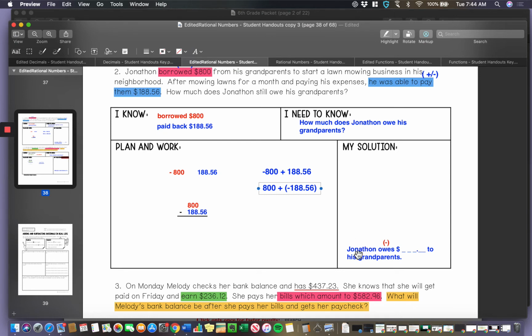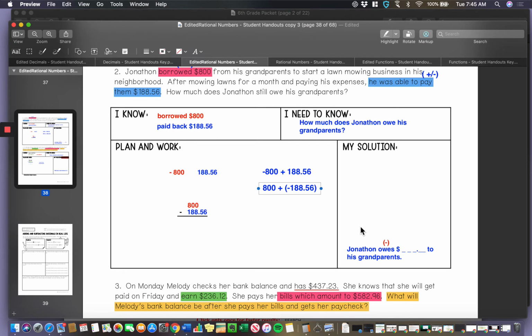$188.56. And so then you can say Jonathan owes whatever the amount is to his grandparents. And basically, you don't say Jonathan owes negative whatever. You say Jonathan owes, and it's usually like a positive number. So like if the answer was $10, Jonathan owes $10 to his grandparents. You wouldn't say Jonathan owes negative $10 to his grandparents, right? You could say Jonathan is in debt $10 to his grandparents.